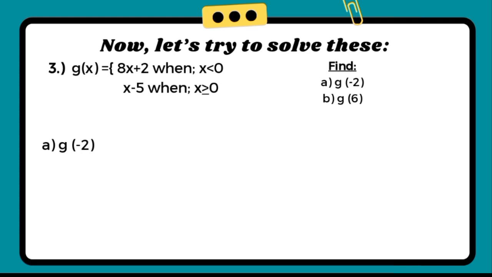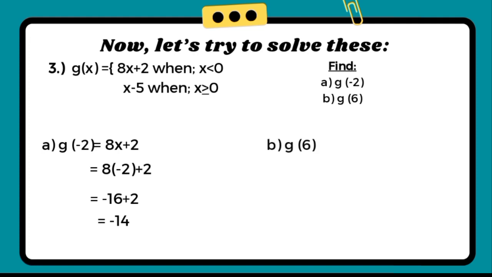Alam naman natin, less than na siya to 0 dahil negative na po siya. So, ang sagot po dyan is 8x plus 2. And substitute natin yung negative 2 sa x. Lagay natin doon. So, 8 times negative 2 plus 2. And answer is negative 16. And plus 2 is equal to negative 14. Ayan po ang sagot sa letter A.